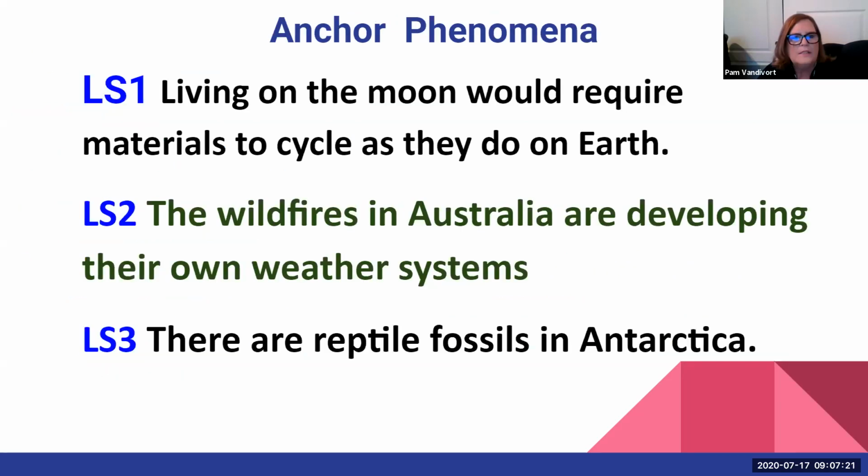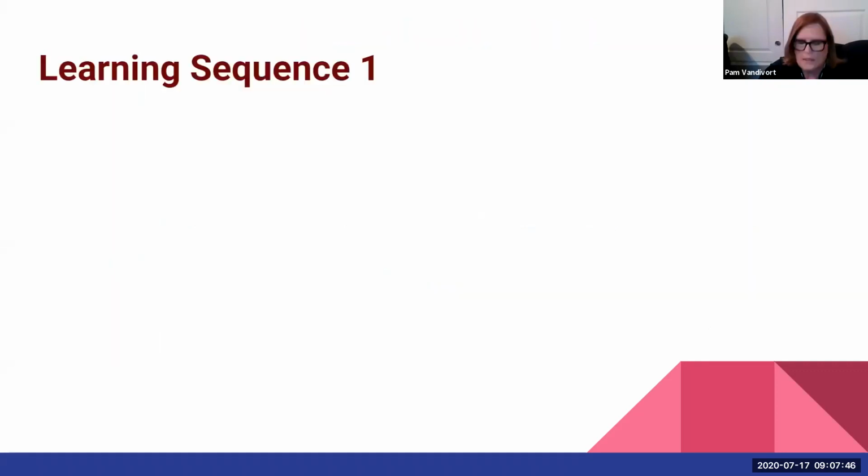And we'll take a look at our anchor phenomena in all 3 sequences. In learning sequence 1, living on the moon would require materials to cycle as they do on Earth. Learning sequence 2, the wildfires in Australia are developing their own weather systems. And learning sequence 3, there are reptile fossils in Antarctica. And so we'll begin going through our unit at learning sequence 1.